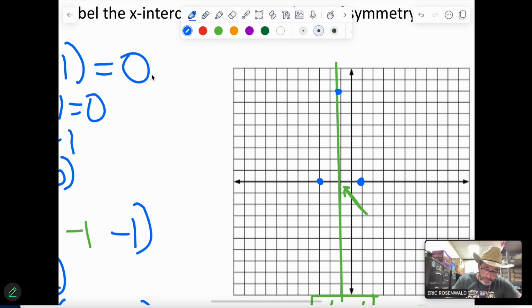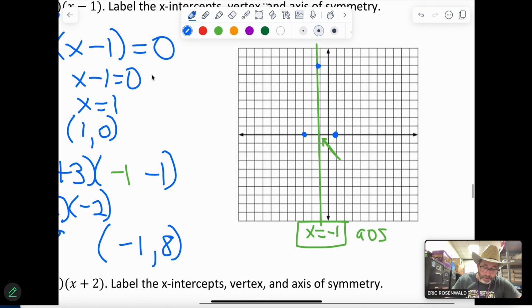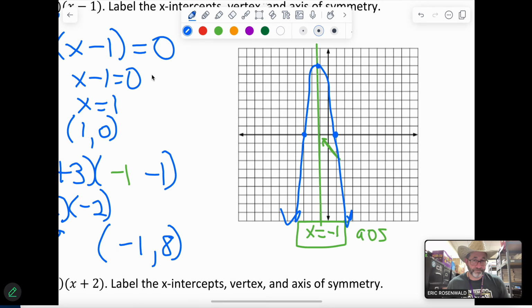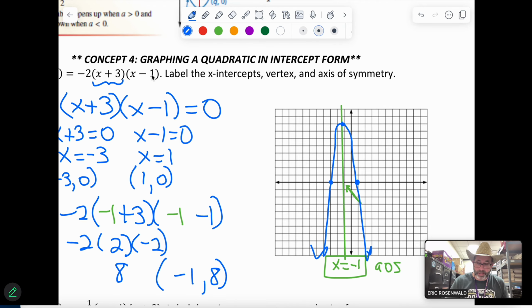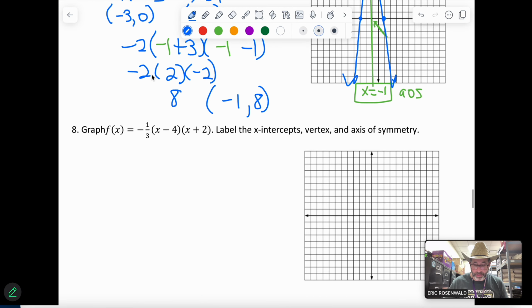So there we go, right there. And now we have all the information we need. I've got a couple of zeros here. I've got my vertex. I now have a picture. Okay? And that point at the top, that is a max. All right, let's try this one more time.